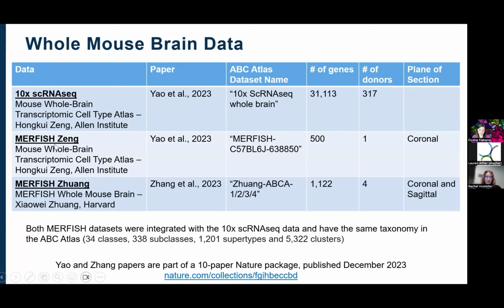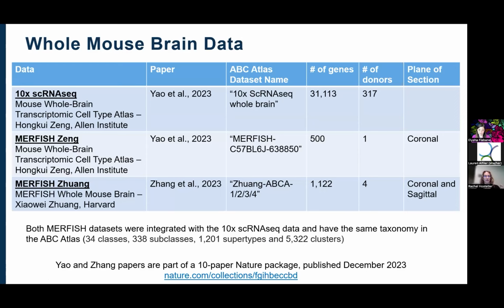One is also from the Allen Institute, which was through Hongkui Zeng here. This had 500 genes paneled. And then we also have another MERFISH data set from Xiaowei Zhuang from Harvard, where there were over 1,000 genes in this data set, and also coronal and sagittal here. But these are all in the same taxonomy. So if you go through any of these data sets, you'll see your 7 neighborhoods, you'll see the 34 classes, the 338 subclasses, and many supertypes and clusters. So they were organized and clustered together in the same taxonomy.